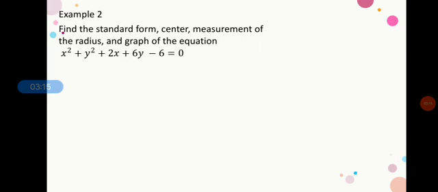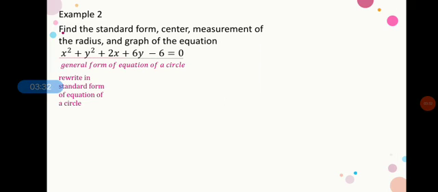Now, let us have the second example. Find the standard form, center, measurement of the radius, and graph of the equation. Now, ang equation na to ay nasa general form. No? Kasi hindi naka-indicate dito yung ating center. So, we have to transpose this one into a standard form of equation of a circle.